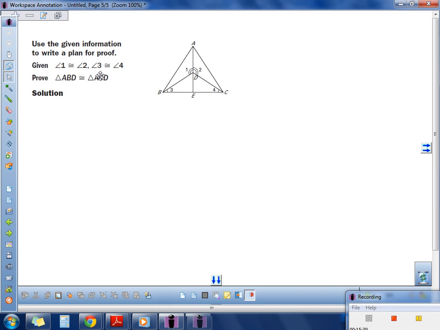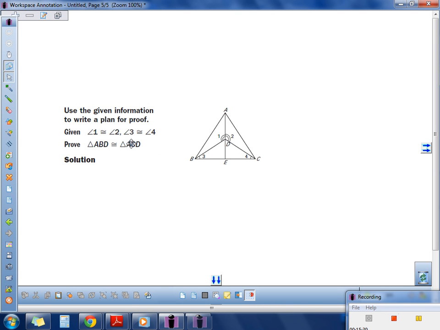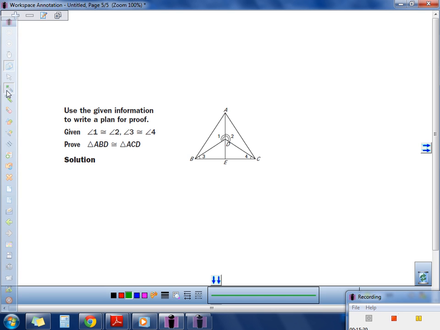So just focus on this stuff. Do not focus on the rest. Right now we're trying to prove these two triangles are congruent. So let's find them. ABD and then ACD. These two triangles right here are the ones I'm trying to prove are congruent. So those are the ones you need to really focus on.